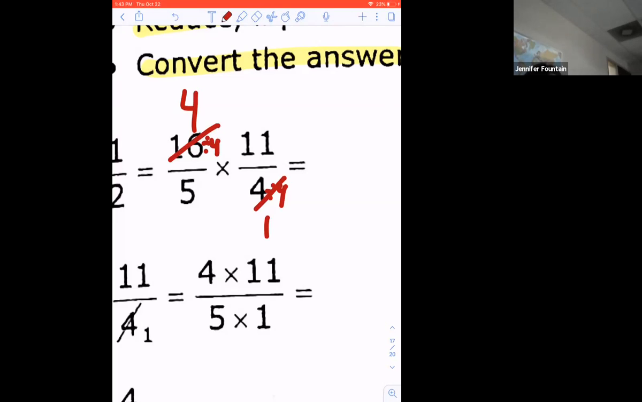So we end up with 44 over 5. And then you divide 44 by 5. 5 will go into 44 8 times with 4 remaining. So you end up with 4 4/5. Okay. So let's go ahead and look at our classwork and practice this. So what is the first thing I need to do? Good, convert to improper fractions.